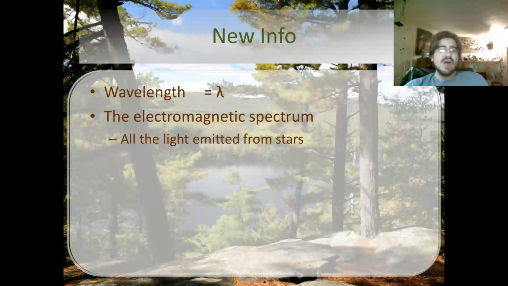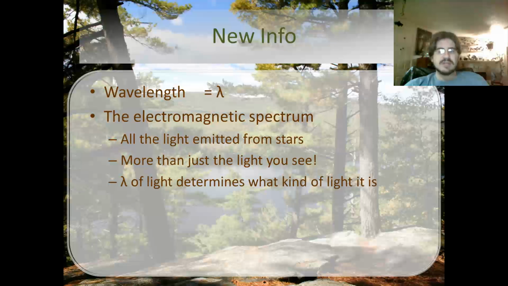It is essentially all the light emitted from stars. And when I say light, I don't just mean the light you can see. There's a reason we call it the electromagnetic spectrum instead of the light spectrum, because light implies the light that we see coming out of the star. Whereas the electromagnetic spectrum is everything, which, as you'll see later in the lecture, includes a large variety of different things that you didn't know were emitted from stars. So it's more than just the light you see. Now, the particular wavelength of light determines what kind of light it is.